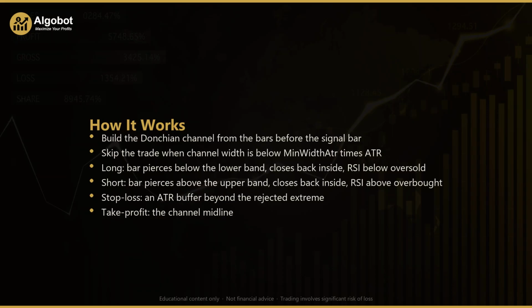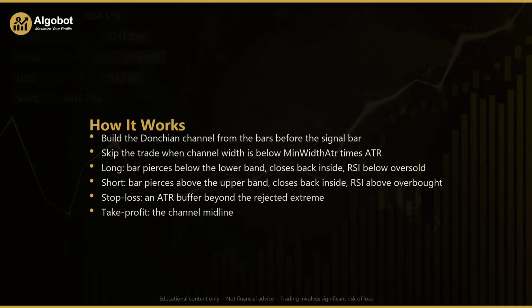The short side is the exact mirror. The bar's high must poke above the upper band. The close must finish back below it inside the channel. And the RSI must be above the overbought level, which is calculated as 100 minus the oversold setting, so 70 by default. Now the exits.